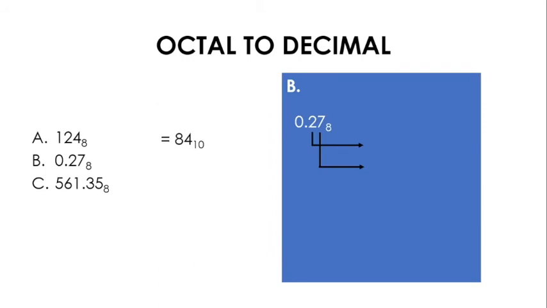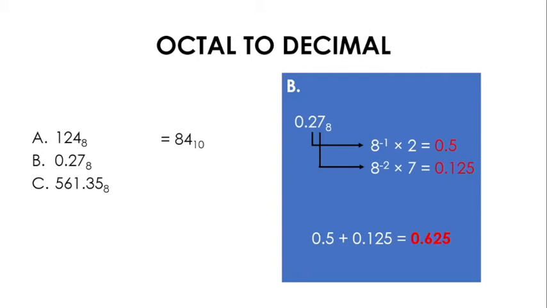For the second example, 0.27 octal, we will start from the tenths digit, which is 2, and multiply it by 8 raised to negative 1. The answer is 0.25. For the next digit, which is 7, we will multiply it by 8 raised to negative 2, and the answer is 0.109375. We will add the products, and the sum is 0.359375. So, the decimal equivalent of 0.27 octal is 0.359375.